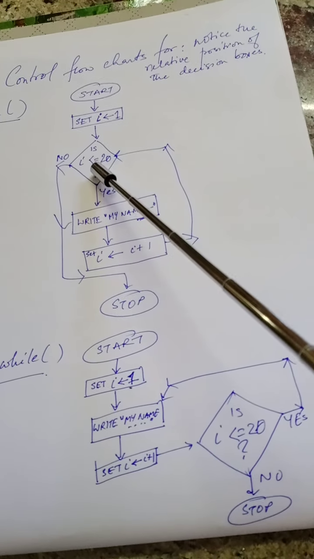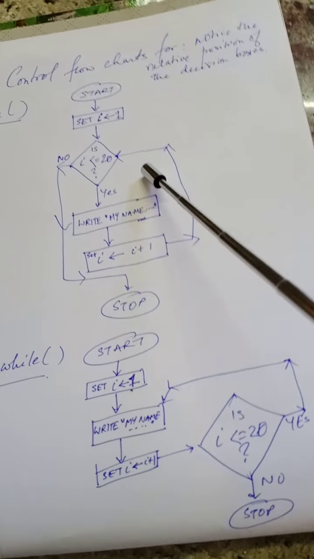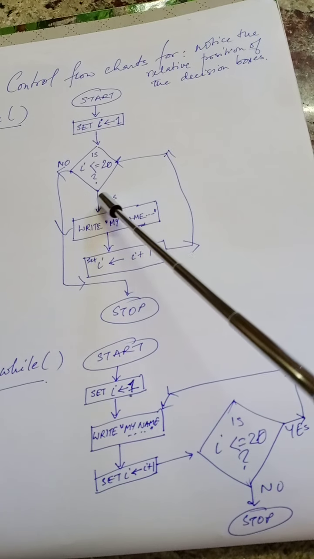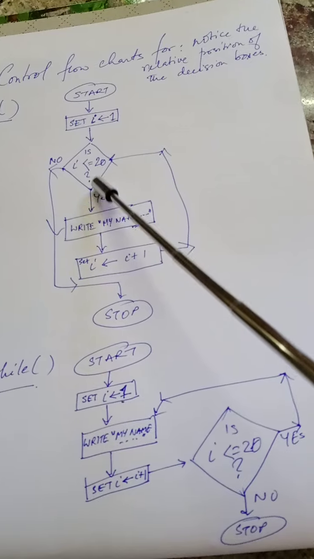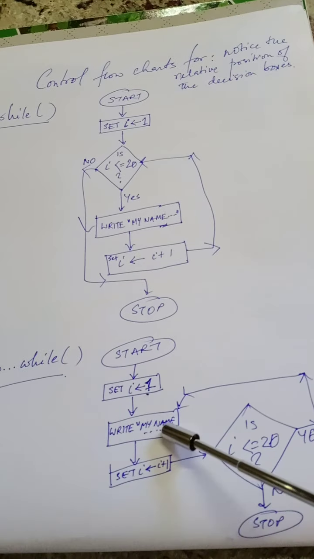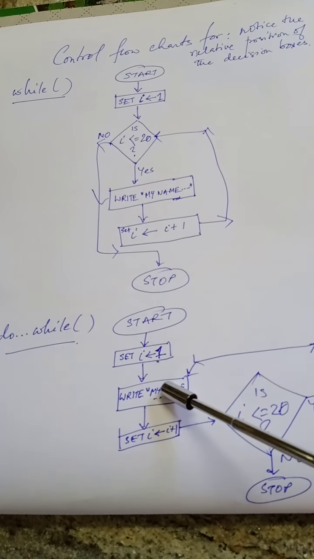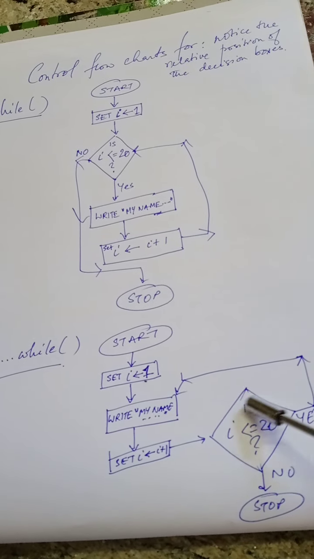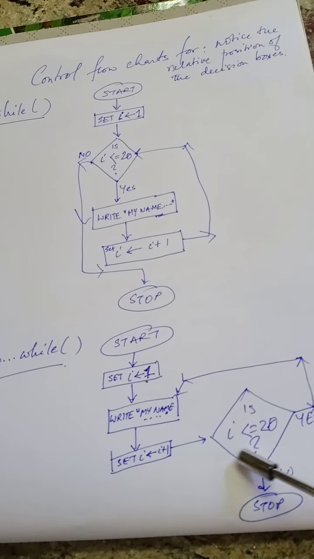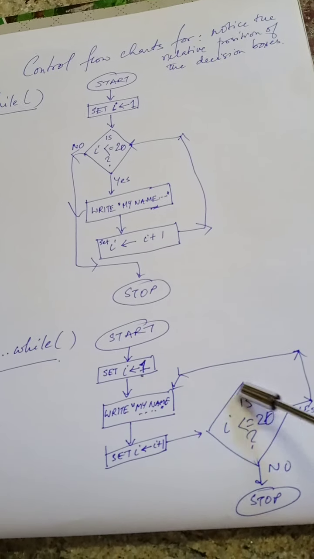See the relative position of our decision boxes. In case of the entry control while loop, before this action is taken, it is checked. Whereas in case of the exit control do while loop, the action is first taken and then it is checked whether this should continue or not.